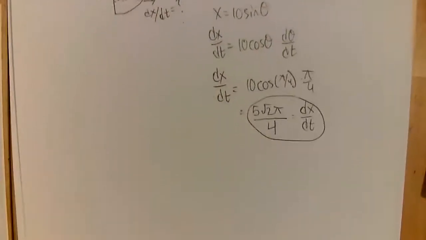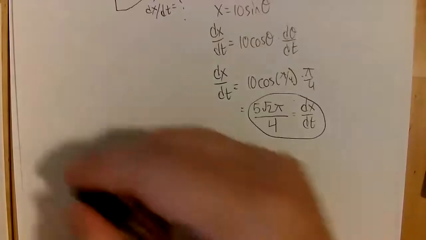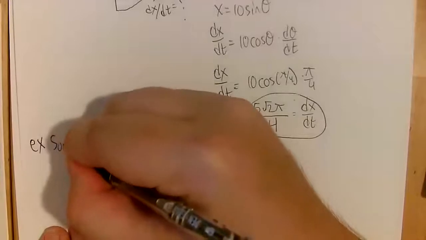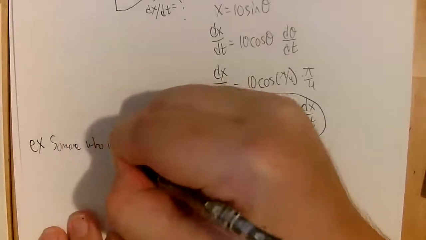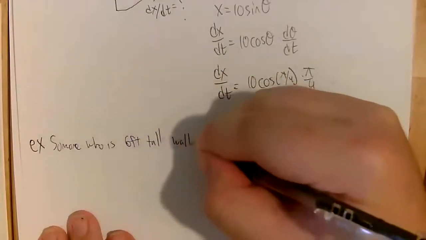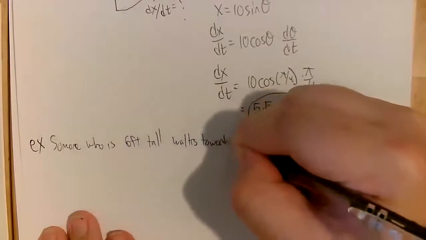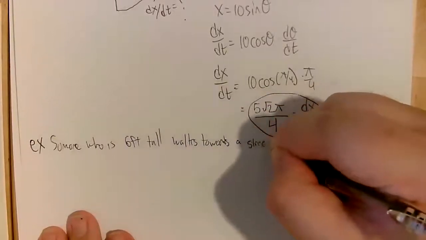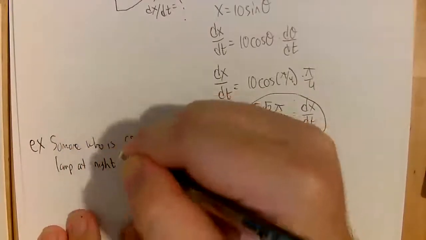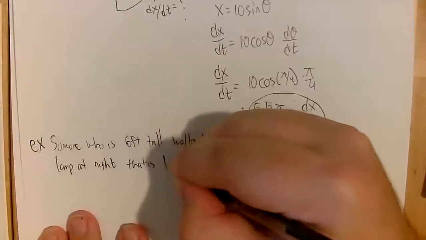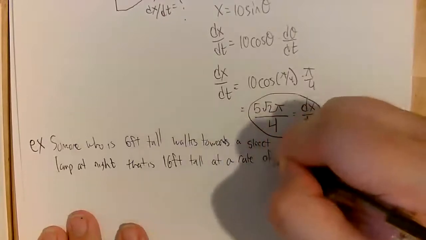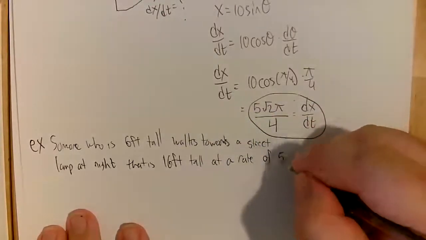Okay, I want to go over one final related rates problem, and this one gives a lot of people trouble, so pay special attention to this one. So suppose someone who is 6 feet tall walks towards a street lamp at night that is 16 feet tall at a rate of 5 feet per second.